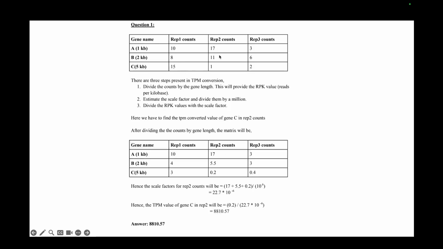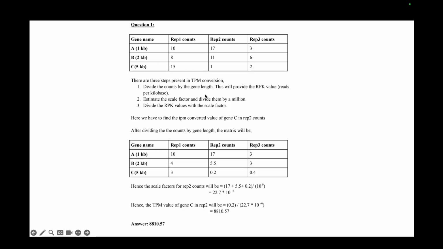First you need to divide by the gene length, so you divide the replicate values of all the genes. This is 1 kb, so this remains 17. If you divide by 2 kb, it becomes 5.5, and this is 0.2 divided by 5. So the scale factor will be the addition of all this, divided by 10 to the power 6, which is per million. So total divided by 10 to the power 6 becomes 22.7 into 10 to the power minus 6.